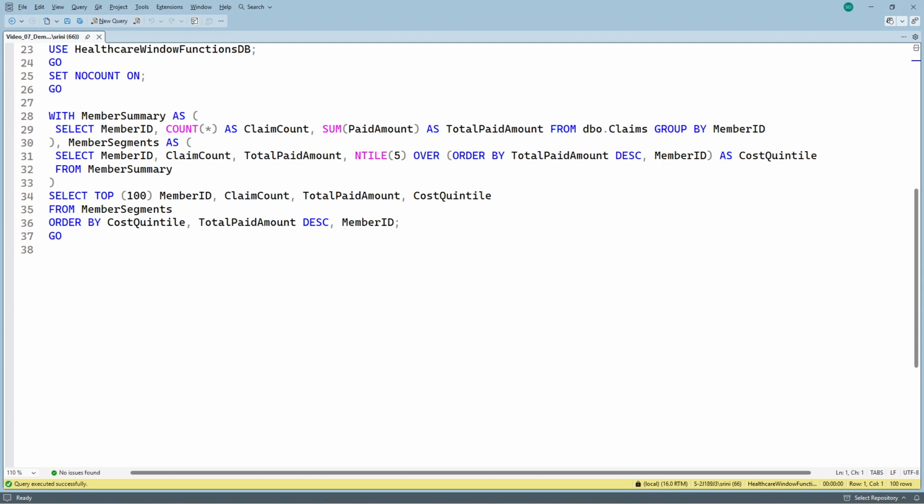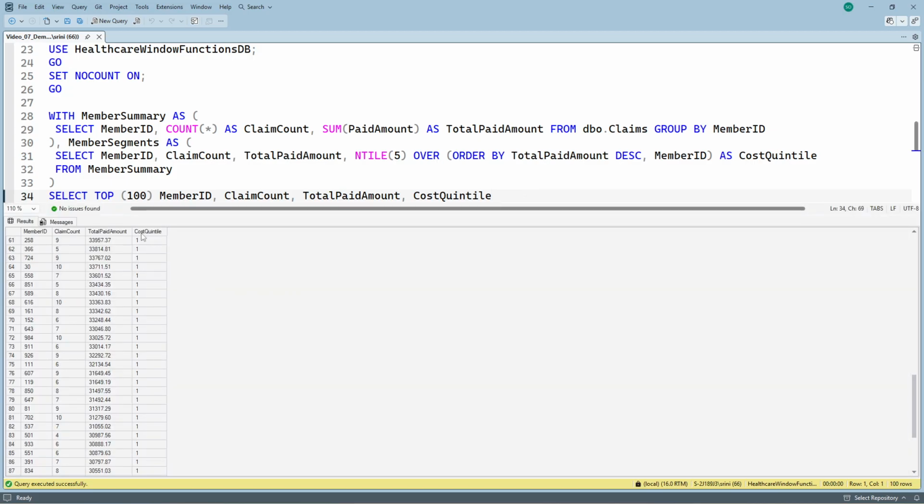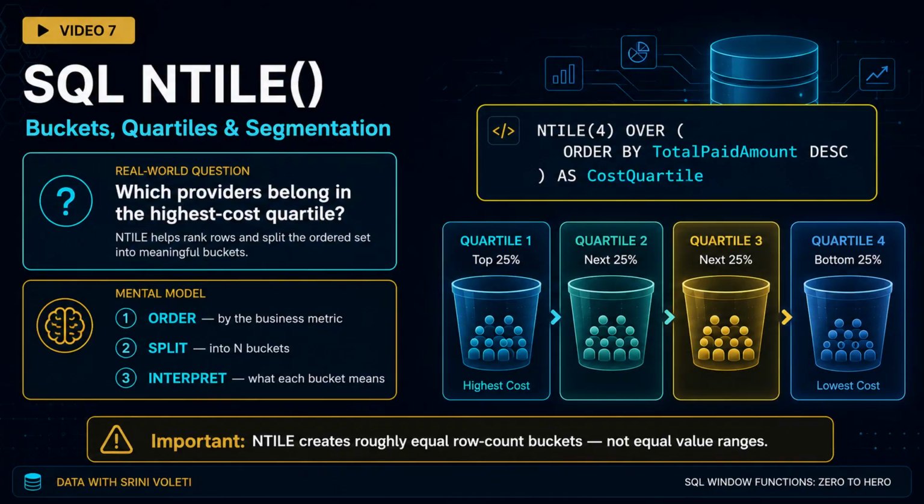Let us finish by transferring the idea to members. The business wants 5 approximately equal member groups based on total paid amount. First summarize to one row per member, then use NTILE(5) ordered from highest total paid amount to lowest. Bucket 1 is the highest ordered member segment and bucket 5 is the lowest. And one final reminder, these are not 5 equal dollar ranges. They are 5 roughly equal row count groups after sorting. If you understand that distinction, you understand ntile.